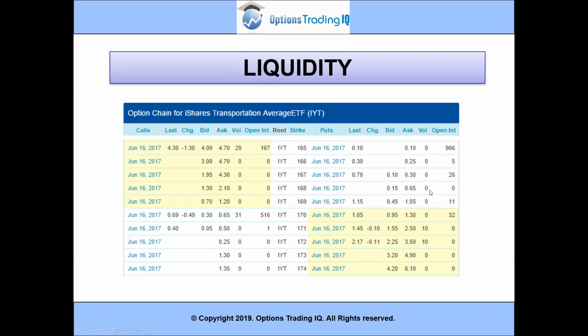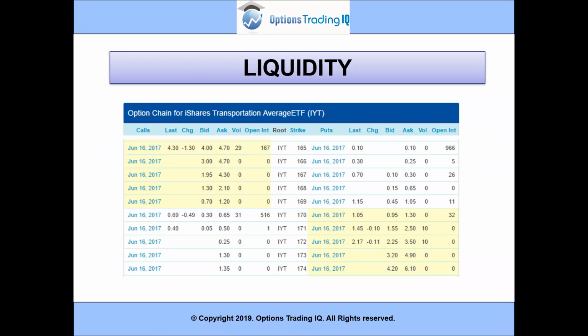If you're trying to get filled on some of these trades, like the 168 strike, zero open interest. If you do manage to get filled, you're the only person in the whole world who has a position in that option. And if you then need to get out of that position, the market makers know you're the only one, so they can just set whatever price they like.